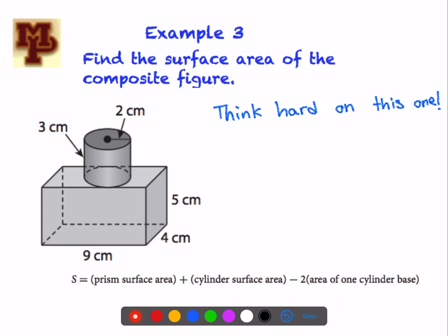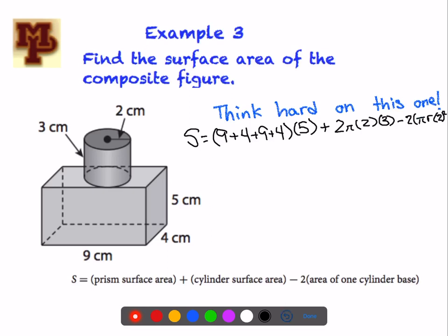You should get for the prism, S is equal to 9 plus 4 plus 9 plus 4, the perimeter, times the height, which is 5, plus the surface area of our cylinder, which is 2 pi times our radius, 2, times our height, 3, plus, now we're only taking one of the bases, right? Well, we don't even need to take that. We just need to take off 2 of the bases. So minus 2 times the area of one cylinder base. Go ahead and get rid of that plus. So minus 2 of the area, pi r squared, the r is 2, 2 pi times 2 squared.